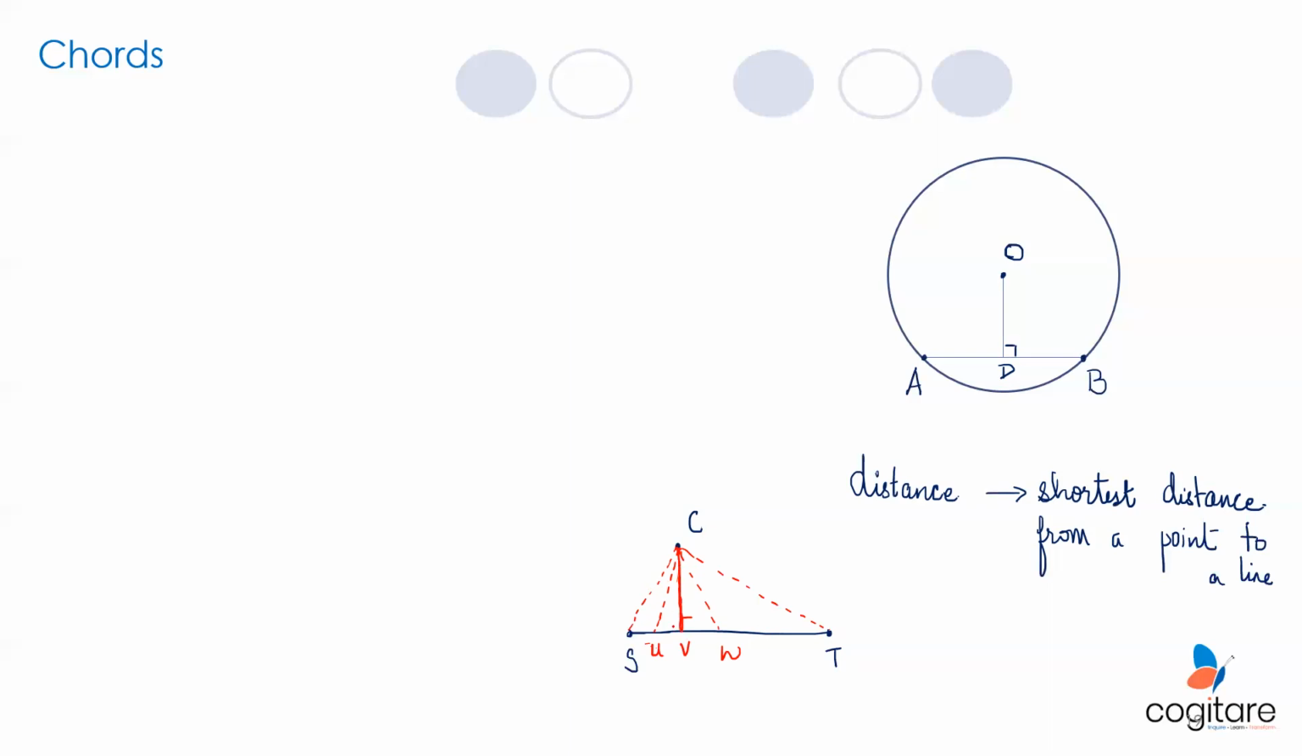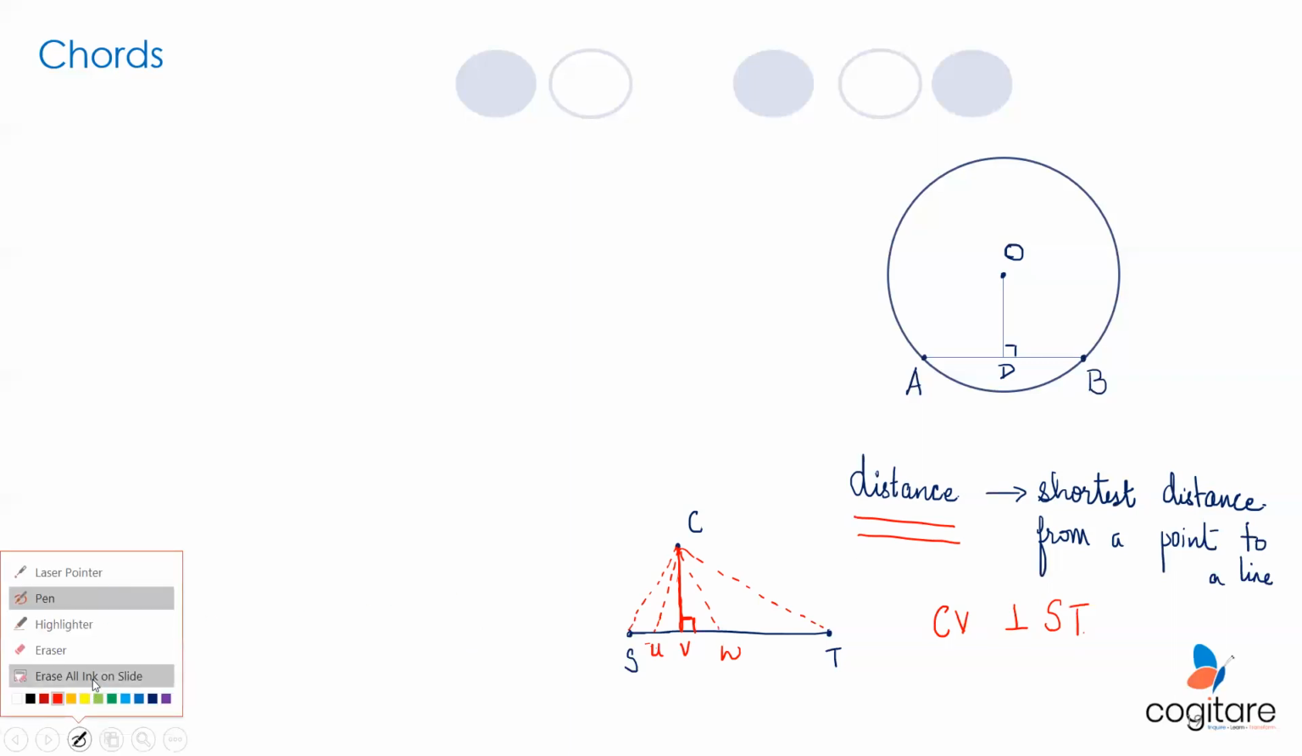Clearly CS, UC, WC, TC, etc. are all greater in length than CV. So you'll observe that if you were to pick this shortest distance, then this line CV will be perpendicular to the line ST. Okay, so this is just something that you should know when we use the word distance. Okay, cool. Let's get back.